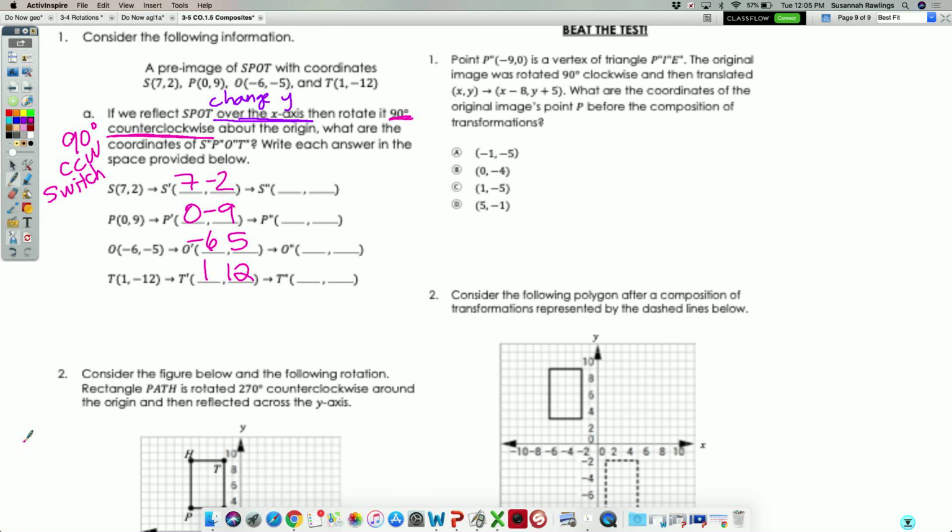Ignore all the points. I should have picked pink there. I'll do pink again. So we're going to switch the point, ignore the sign. So 7, negative 2 would become negative 2, 7. So first thing I want to do is switch them. Next one would be 9, 0. Next one would be 5, 6. Last one would be 12, 1. So my signs are all incorrect right now, or maybe some of them are correct.